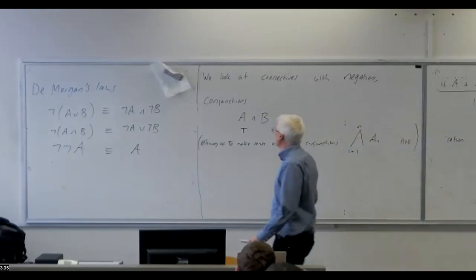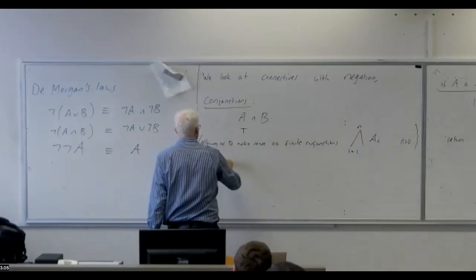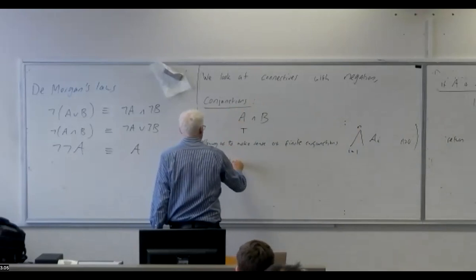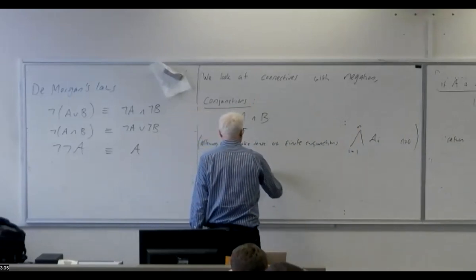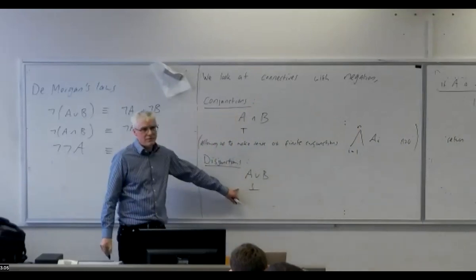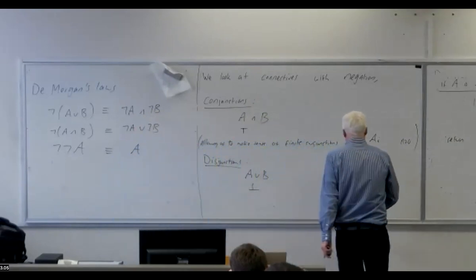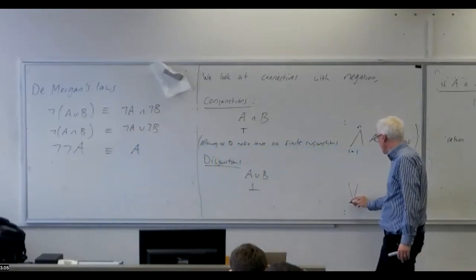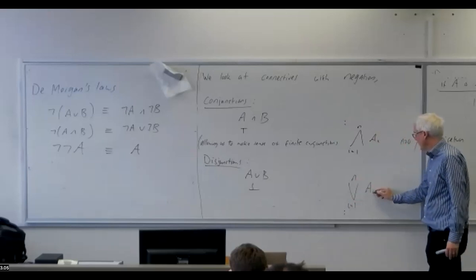Okay, so those are conjunctions, and we're also going to have disjunctions. For disjunctions, we'll have A or B, and again, the identity for a disjunction is false in this case, and from this we can derive the notation for finite disjunctions, i from 1 to n of Ai.